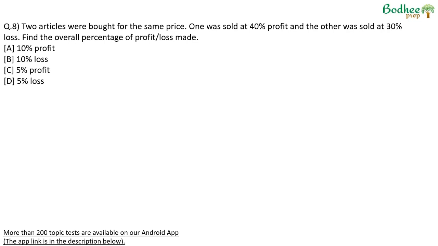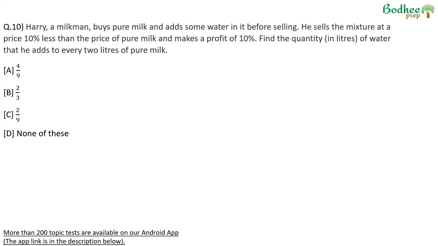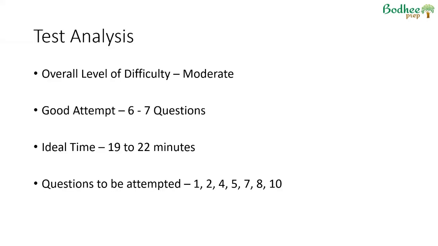40% profit, just the formula 40 minus 30. This, again, unless you're very comfortable with the concept of partnership and ratios, this could have been avoided. Would have done this because I've done questions like this earlier as well. So yeah, maybe a doable sort of question. So overall, my attempt would be 1, 2, 4, 5, 7, 8, and 10 for this test. At least 6 out of these 7 questions.